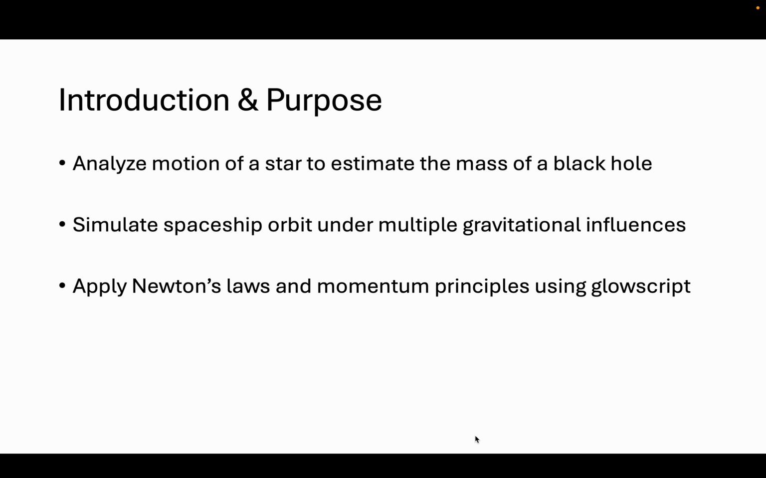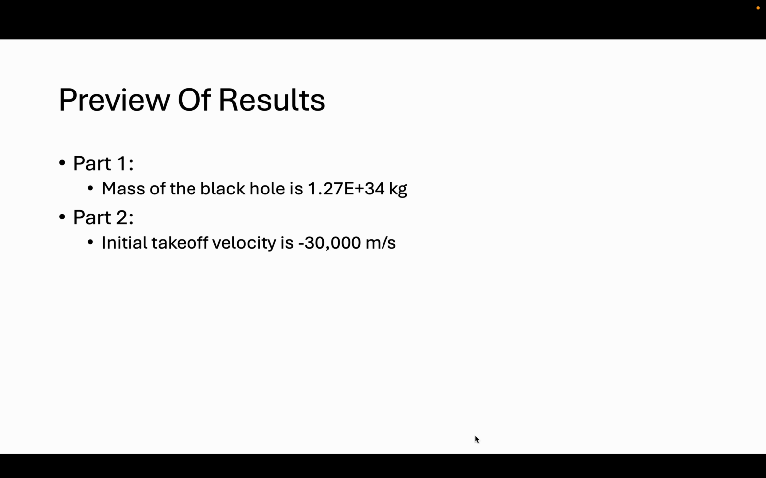In part 2, I simulated a spaceship affected by both a planet and a moon and adjusted its launch velocity to create a stable figure 8 orbit. Here's a quick preview of my results. I estimated the mass of the black hole to be approximately 1.27 times 10 to the 34 kilograms.